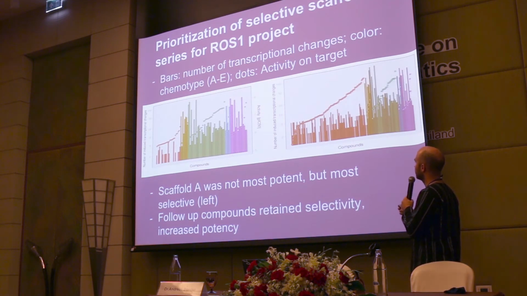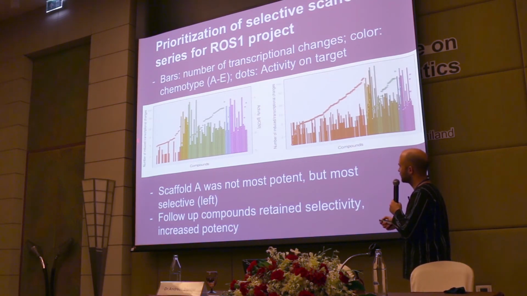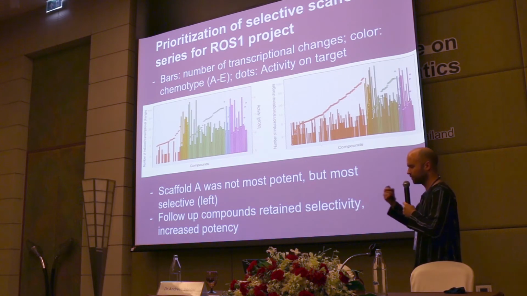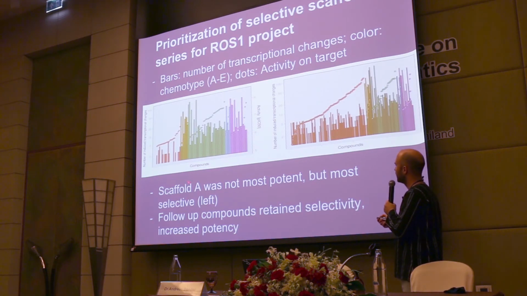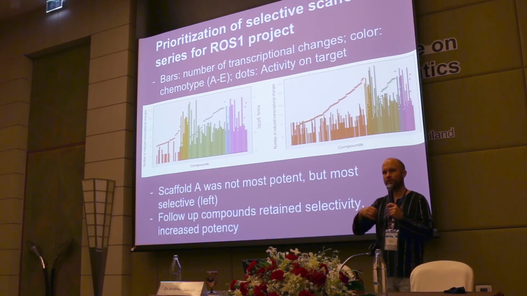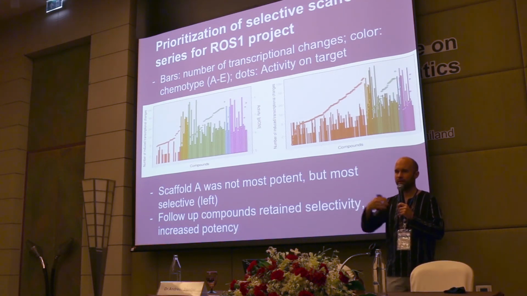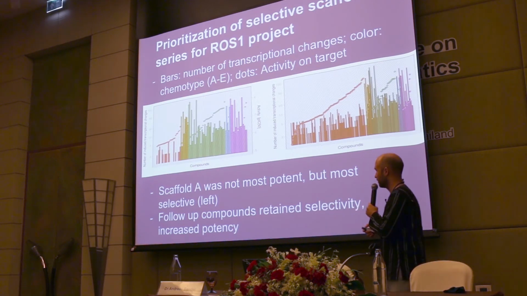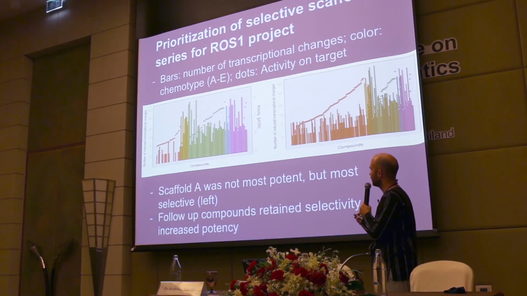So here you see for a particular project, a set of particular compounds in a given stage of the lead optimization. Every color is a different scaffold. The bars are the numbers of gene expression changes, and the dots are the on-target activity. And so what you would like to do is, of course, in this case at least, you want to have high on-target activity, but at the same time you want to have compounds that are not too promiscuous, that don't change too many other parameters in your cell. So that means you would like to have those dots very high and those bars pretty low.